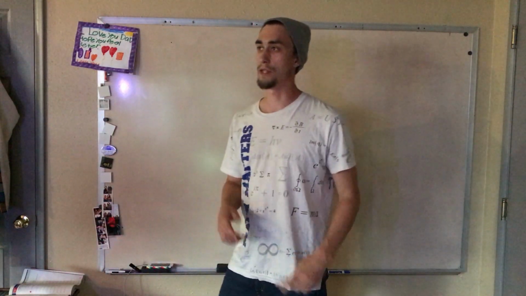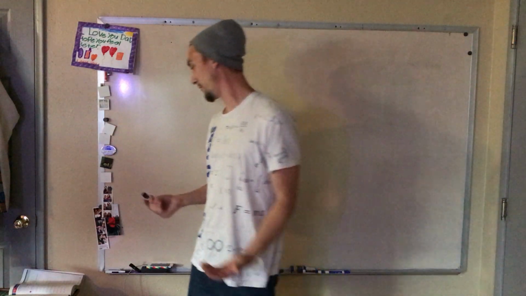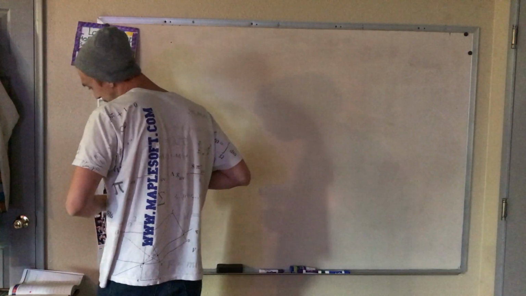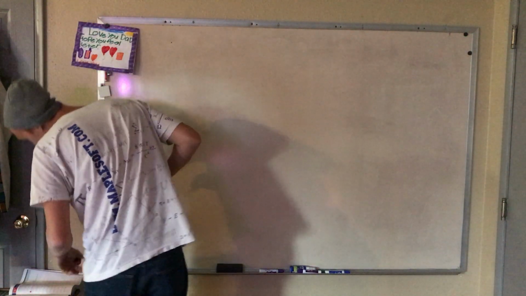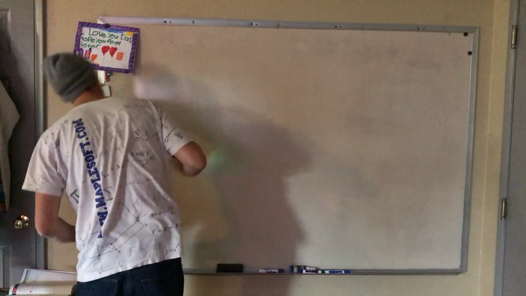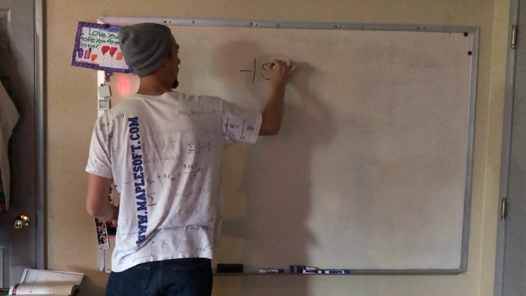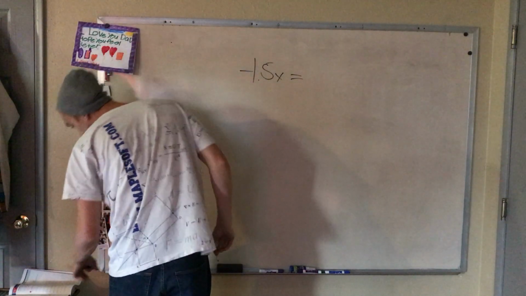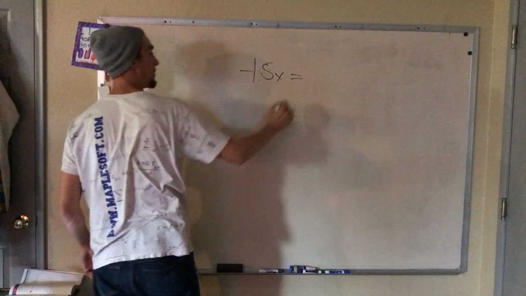So I'm skipping 5.6. 5.7 has to do with solving equations, so we've already done some of this stuff. It's just going to throw in some decimal numbers now, so you're going to have to do stuff like this. Negative 1.5x equals 9.36.